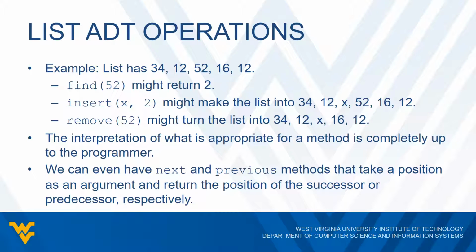We can even include additional methods if we want to. We can include next and previous methods, and that would take a position as an argument, and then it would return the position of the successor or the predecessor, depending on whether we're talking about next or previous.